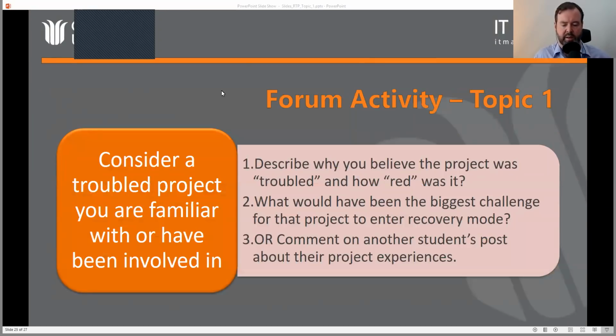So here's your activity for the forums. This is a forum-based activity. Each week we'll have an activity, and you'll either post something or jump in and discuss constructively with someone else's post and chat, so we evolve the discussion. It's about choosing a project that you know of or are aware of, and why, in your view, was it considered a troubled project, and how close to red did it get? And if it was to go into recovery mode, or if it did, what would be the biggest challenge for that? Or of course, as other people discuss and comment, add to that discussion.